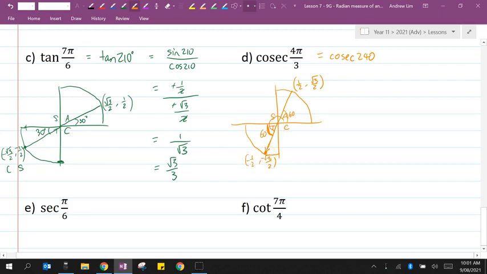Okay, now cosecant is 1 over sine. So we want to know what sine is. Sine is negative root 3 on 2. And so now we can just do the reciprocal, and this 2 goes to the top, so it becomes negative 2 over root 3, or negative 2 root 3 over 3.